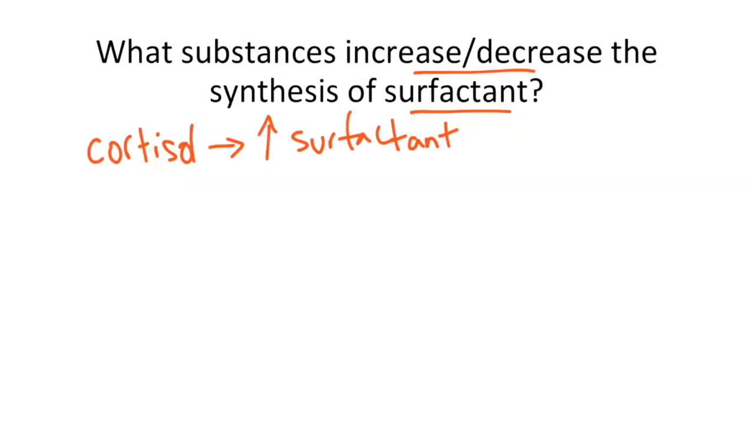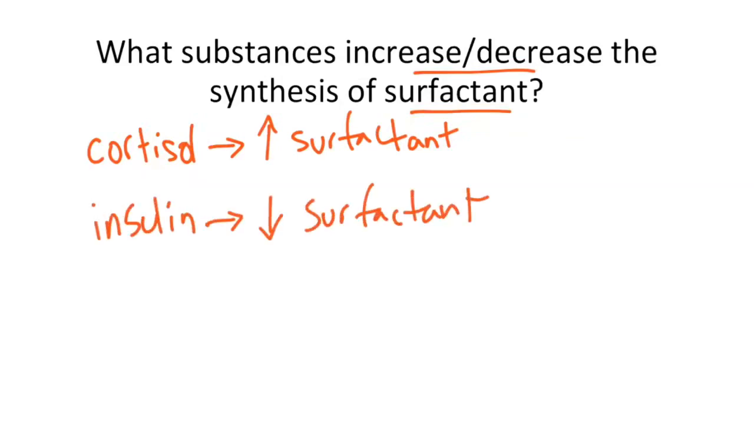It's also important to remember that insulin decreases the synthesis of surfactant. So with this in mind, how do you think maternal diabetes would affect the development of the infant's lungs? Well, in maternal diabetes, the mother has too much glucose in the blood, which crosses the placenta and enters the fetal circulation.